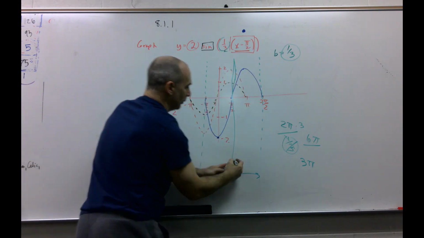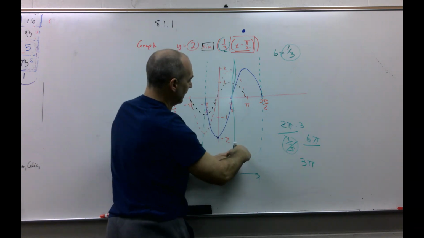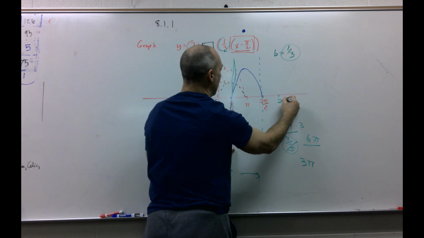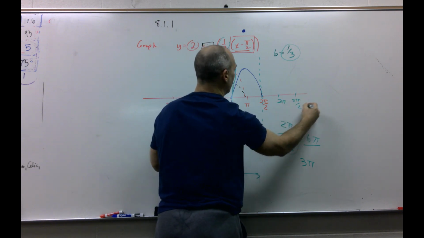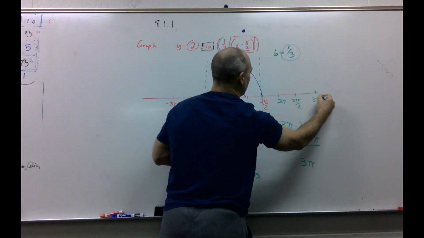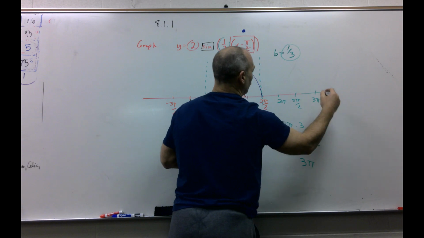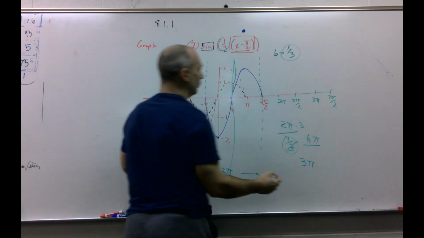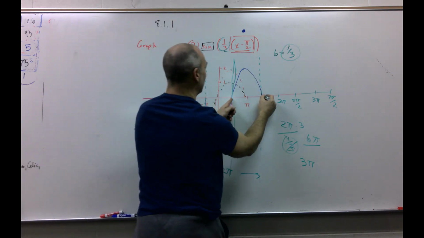So that means we need 3 pi on this side, so that'd be 3.5 pi. So look, this would be 2 pi, this would be 5 pi over 2, this would be 3 pi, and we need to go one more half, and that's 3.5 pi, or 7 pi over 2. So what we're doing now is stretching this to here.